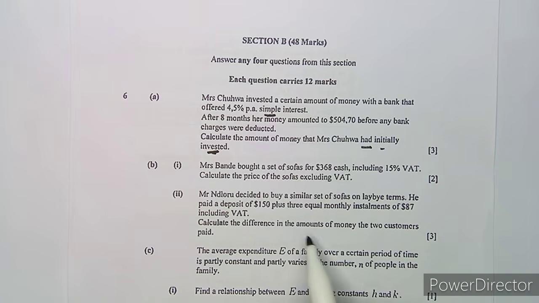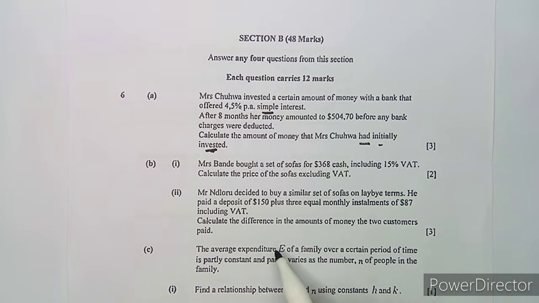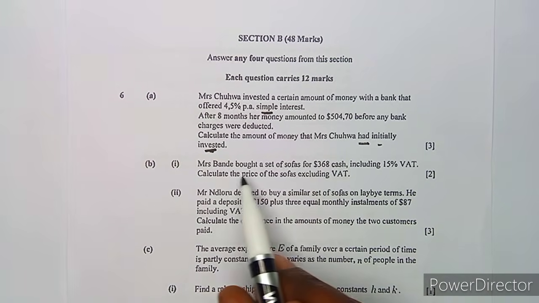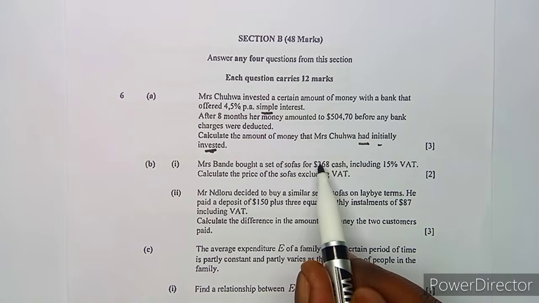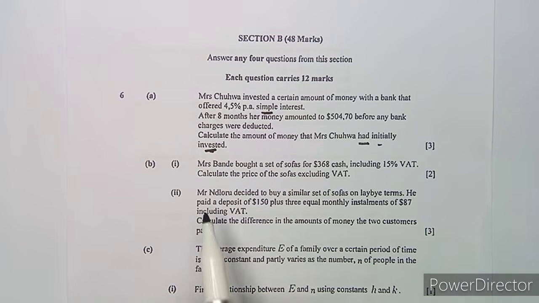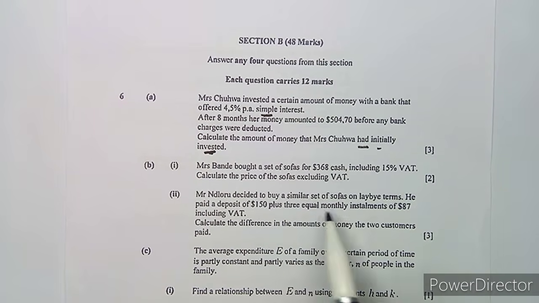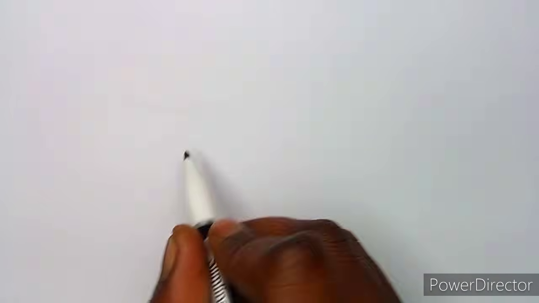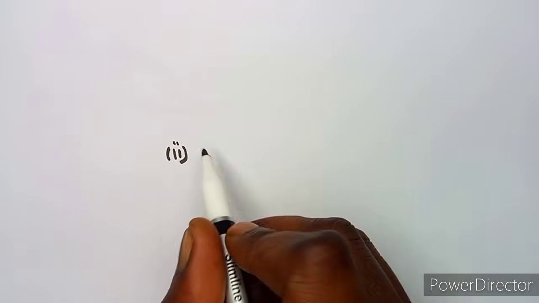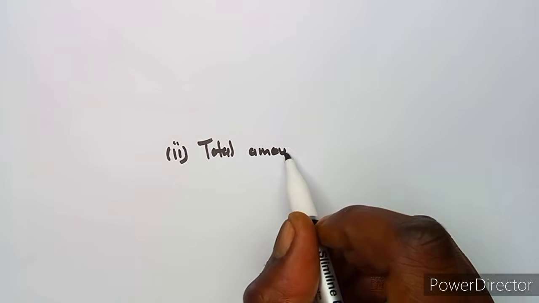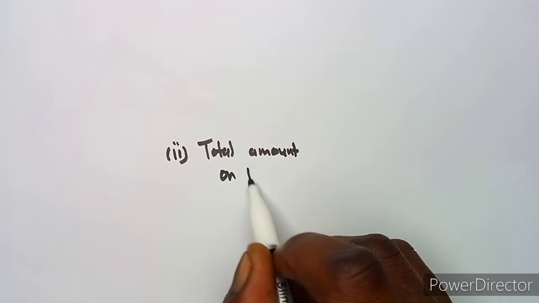Calculate the difference in the amounts of the money of the two customers. So we are going to calculate the difference when there is VAT, which means when Mrs. Bande bought the sofas at $368, including VAT, and when this Mr. Ndoro had to buy the same type of sofas but on a lay-by. Okay, so let's start by knowing what was the total amount on this lay-by. What was the total amount on lay-by?